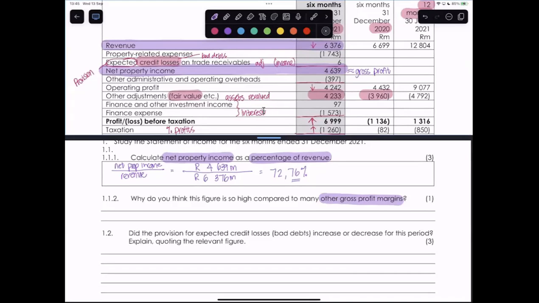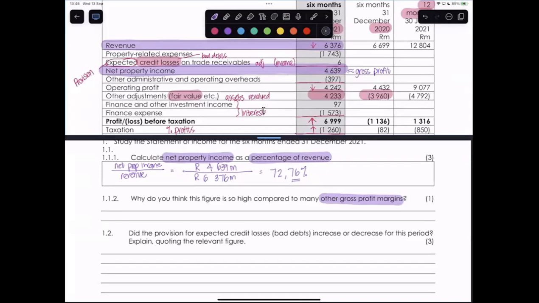Now, why do you think that this figure might actually be so high? Normally, a gross profit percentage is maybe 50% at the most, maybe 25%, obviously depending on what industry you're in. Keep in mind, what is this business? This business owns property and rents it out.